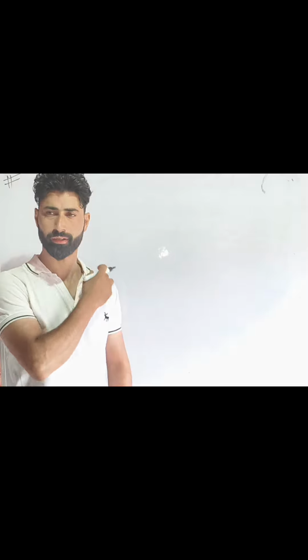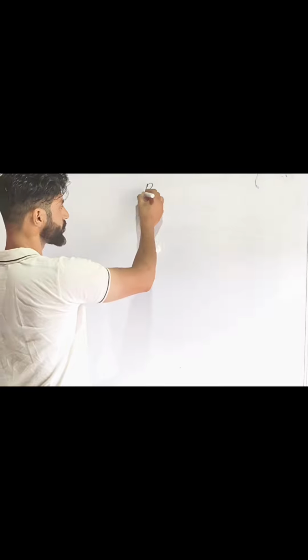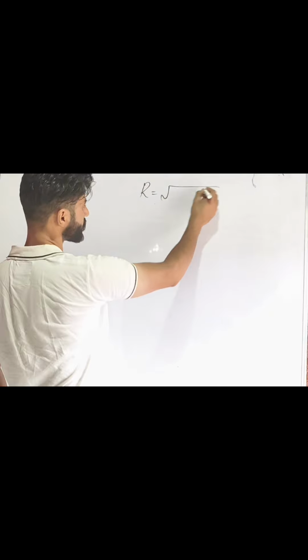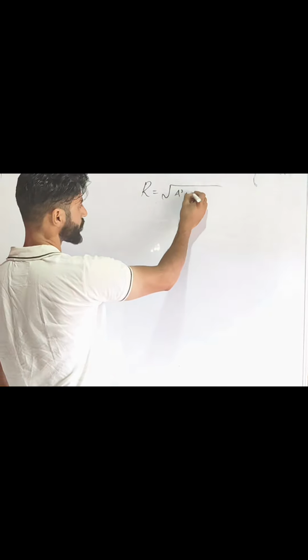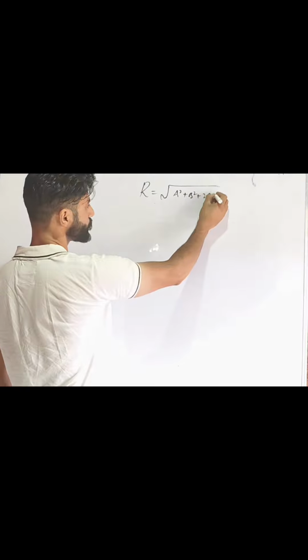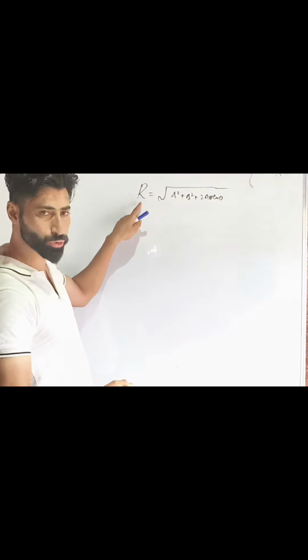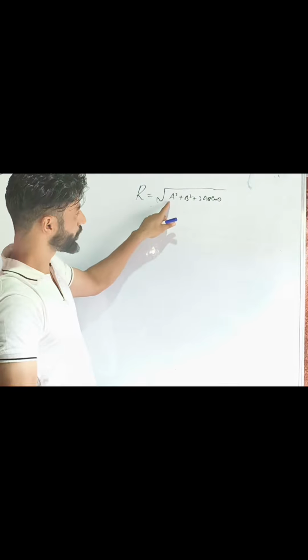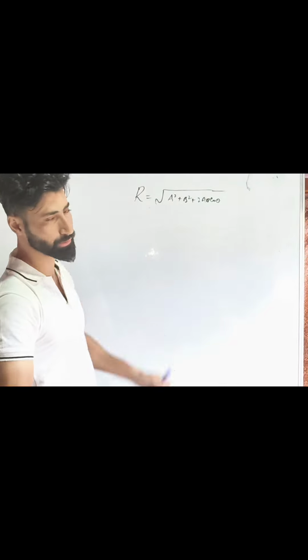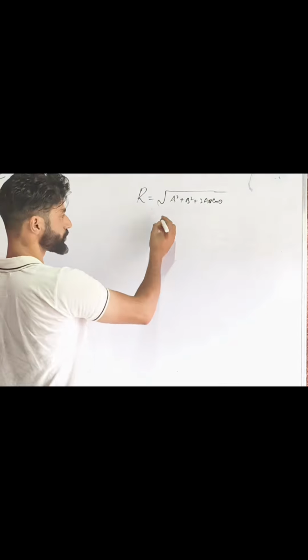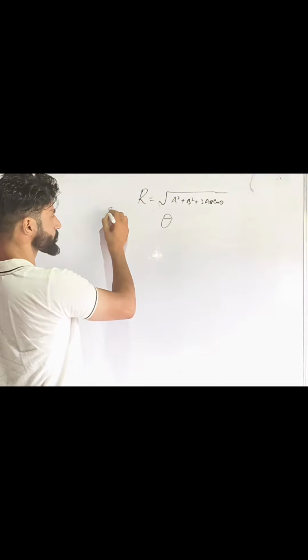We discussed the resultant of two vectors in the previous lecture, when two vectors are at some angle. So what is the resultant of those two vectors? We found that the magnitude of the resultant is given by the square root of a squared plus b squared plus 2ab cos theta, when two vectors a and b are at some angle theta. Now let's see some special cases.